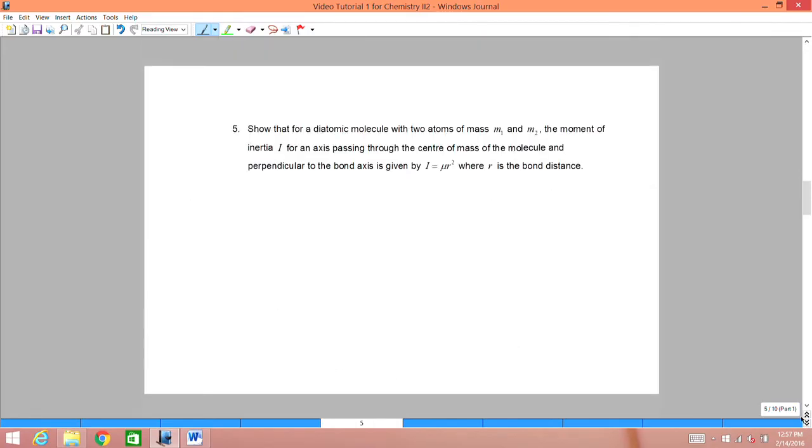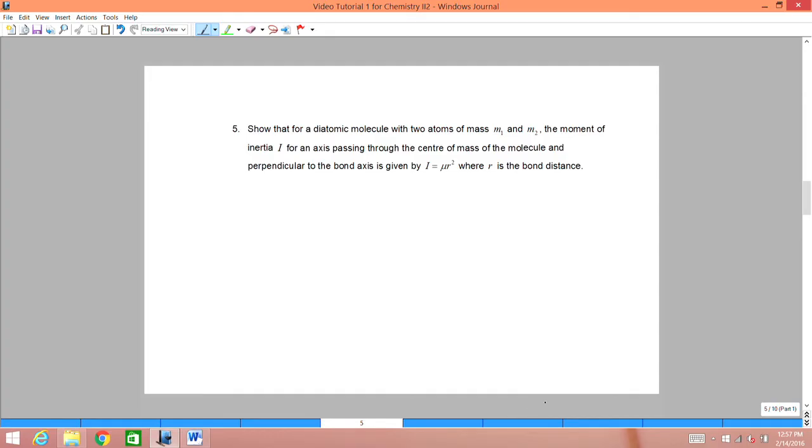The next problem, this is something I had also mentioned in my lecture. Show that for a diatomic molecule with 2 atoms of mass M1 and M2, the moment of inertia I for an axis passing through the center of mass of the molecule and perpendicular to the bond axis is given by the formula I is equal to mu r square.